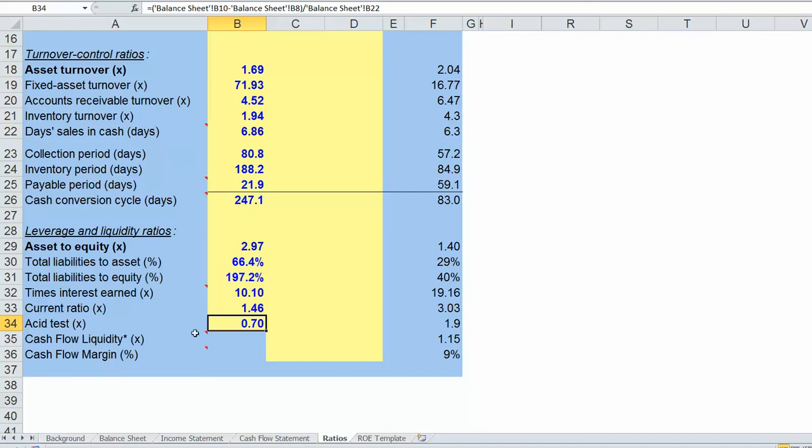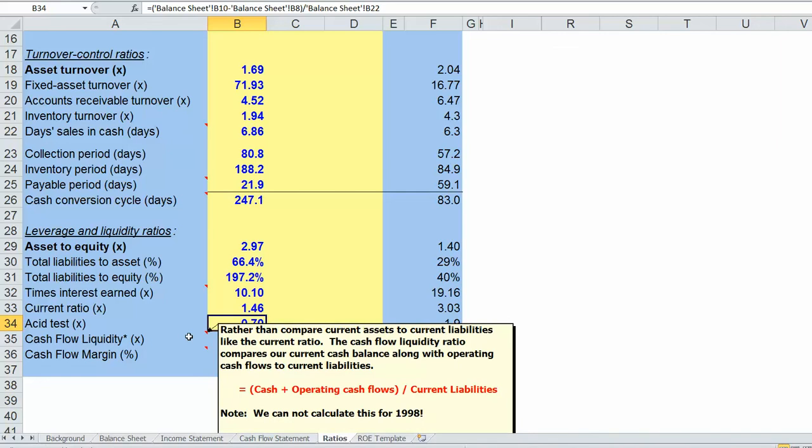Now, we could take it one step further, which is our cash flow liquidity ratio. Rather than comparing current assets to liabilities, our cash flow liquidity ratio looks at our current cash balance along with operating cash flows and compares that with our current liabilities. Note, since we don't have operating cash flows for 1988, we can't calculate our cash flow liquidity ratio or our cash flow margin for 1988. We can only do that for 1989 and 1990. So let's go ahead and do that.